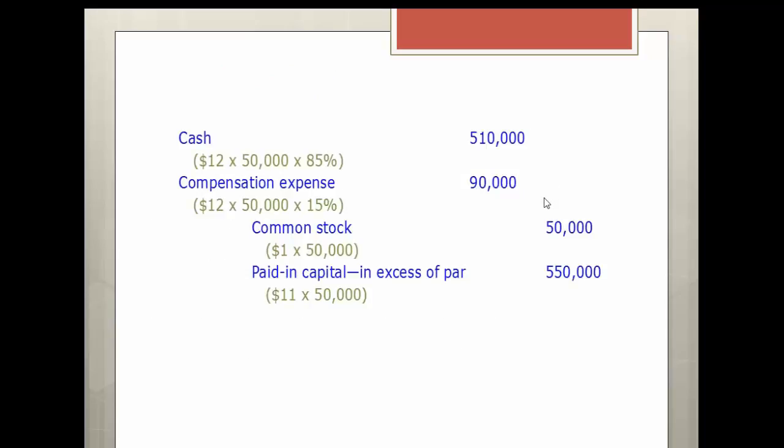So what we have here, we are receiving cash of $510,000 because these employees are paying this, and they're paying the market price of $12 per share. They bought 50,000 shares, and they're getting a 15% discount.